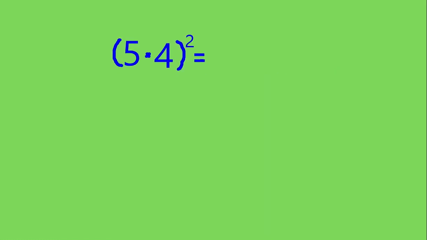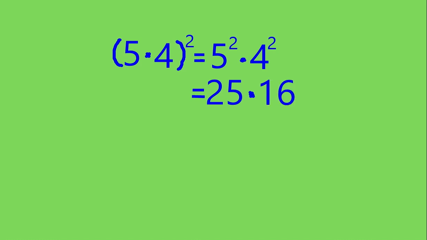Here in the bracket, we have 5 and 4 being multiplied by each other and are raised to the power of 2 outside the bracket. Five raised to the power of 2 equals 25. And 4 raised to the power of 2 equals 16. 16 times 25 equals 400. We could have multiplied the 5 and 4 in the bracket, which would give 20, and then raised the answer to the power of 2 outside the bracket. And we'd get 400 for the answer.